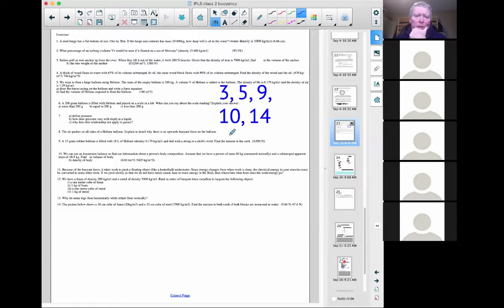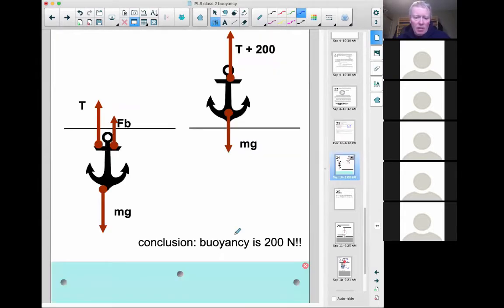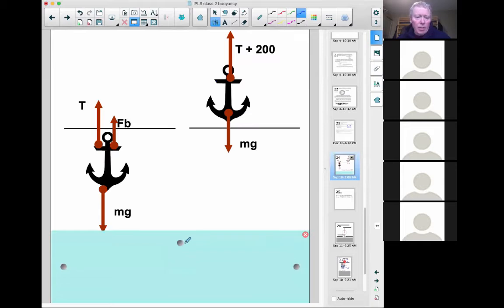All right, so number 3 comes down to a bit of reading comprehension. We have to attack the words that are written there, so we try and imagine what happens. Here we've got a nice slide showing that. Here they are pulling up the anchor. The anchor has weight, and it's supported by the seawater, and then there's tension, and that's the force that they're pulling with. And what we're told is that once it leaves the water, it feels 200 newtons heavier.